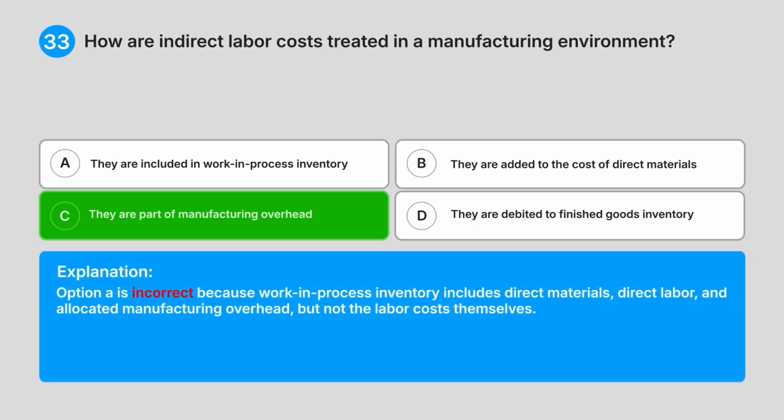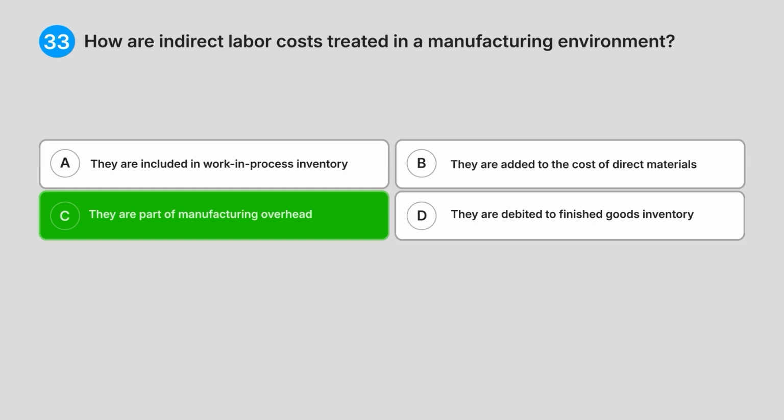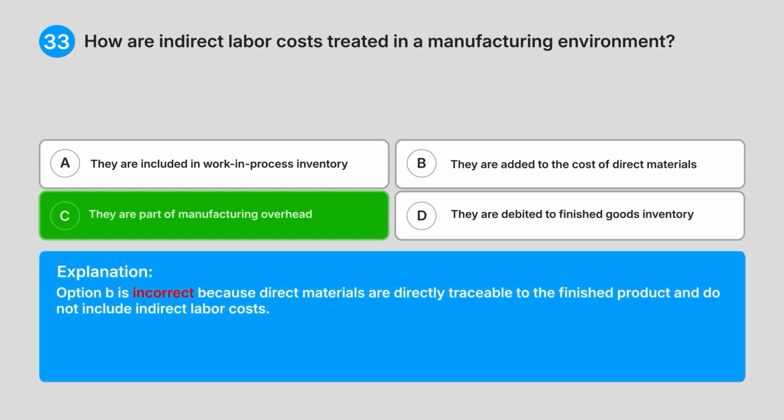Option A is incorrect because work in process inventory includes direct materials, direct labour, and allocated manufacturing overhead, but not the labour costs themselves. Option B is incorrect because direct materials are directly traceable to the finished product and do not include indirect labour costs.